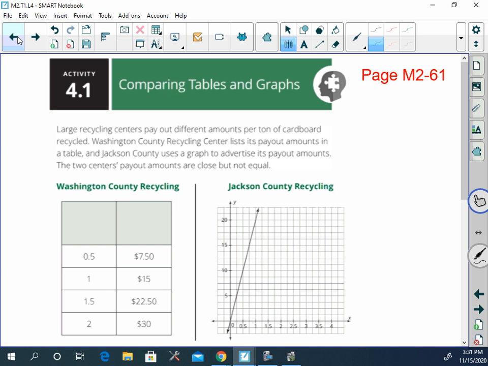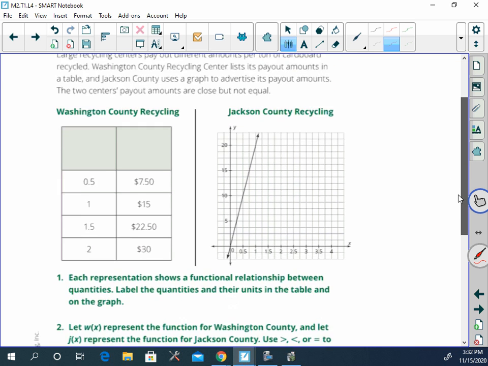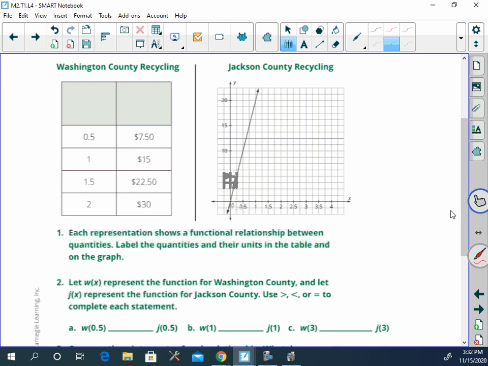So page 61 in your book, it should look just like this, comparing tables and graphs. It says large recycling centers pay out different amounts per ton of cardboard. Washington County Recycling Center is over here, and it's listing the amounts in a table. And then Jackson County Recycling is using this graph to explain it, okay? So they're paying out different amounts here.